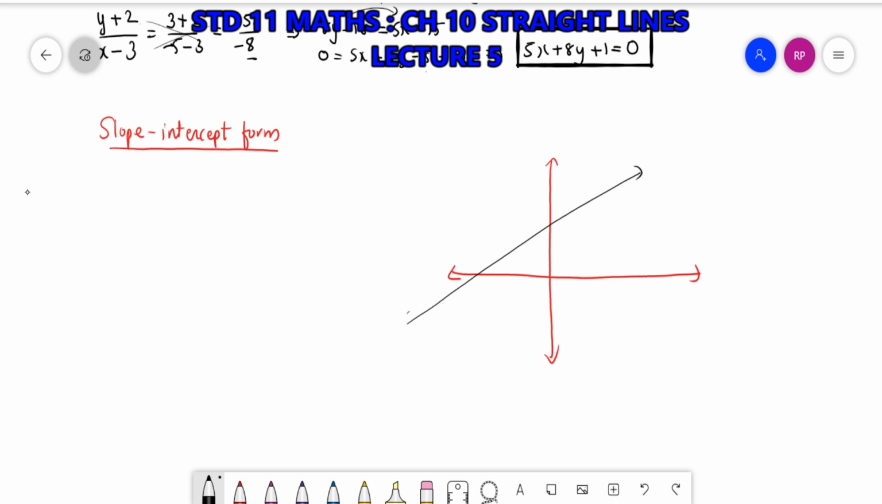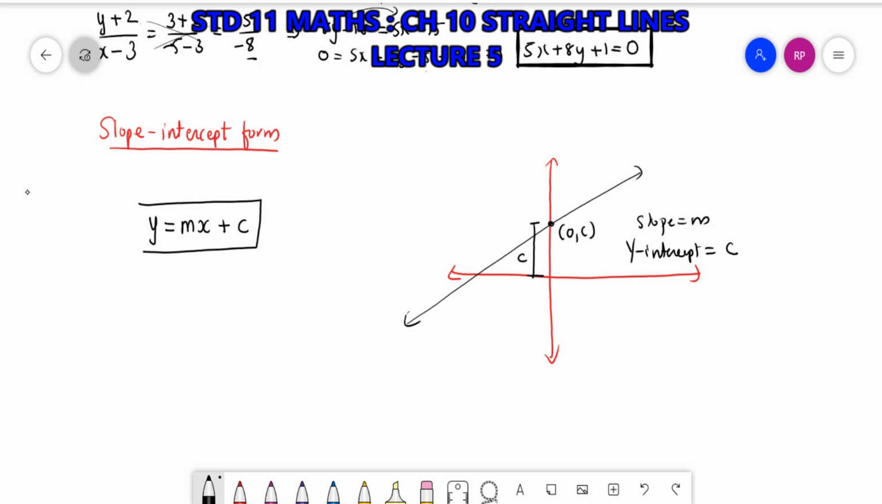Let's take this as the line. Now the slope is given, like slope is equal to m. At this point, let's say this point is (0, c). So here the y-intercept is equal to c, right? The point at which the line intersects the y-axis is called the y-intercept. So now the equation of this line will be y equal to mx plus c. This is the slope intercept form. Clear? Let's see an example.